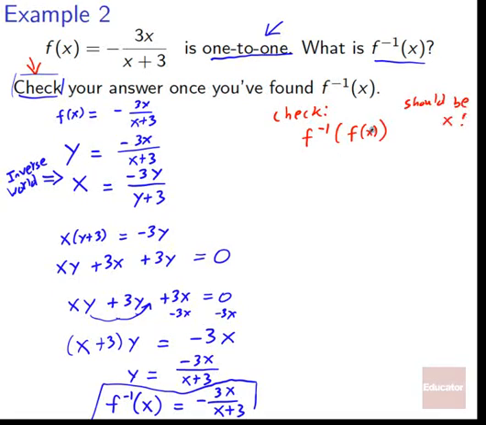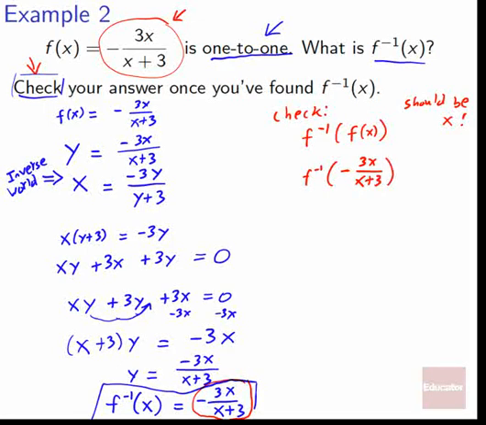So f inverse of f of x. What is f of x? f of x is this. And here's something funny to notice. Notice negative 3x over x plus 3, negative 3x over x plus 3. Amazingly, it just so happens that for negative 3x over x plus 3, f of x and f inverse of x are the exact same thing. Kind of impressive. We plug this in. We have f inverse. What was f of x? f of x is negative 3x over x plus 3.